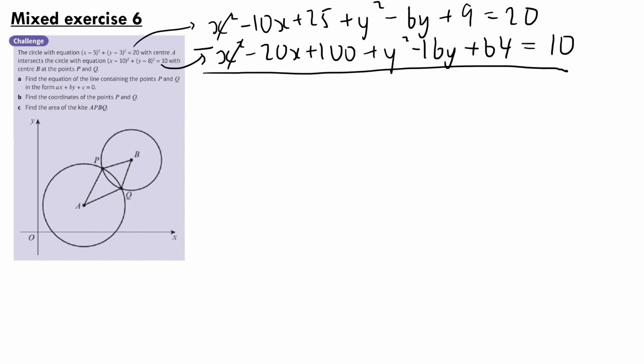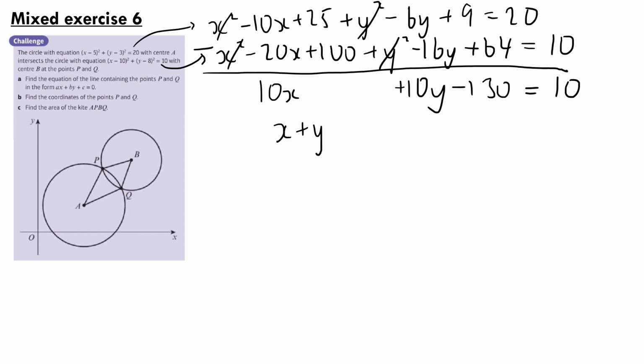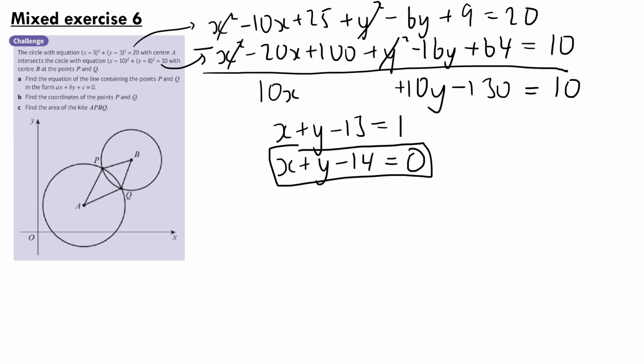The x² cancel. We get -10x + 20x, so that's 10x. The y² cancel, and we have -6y + 16y, so that's +10y. Dealing with the numbers, we have 34 on the top row minus 164 on the second row, so we get -130. On the other side, we get 20 - 10, which is 10. Dividing everything through by 10, we get x + y - 13 = 1. Taking the 1 onto the left hand side, we get x + y - 14 = 0. And this is the line which contains P and Q as required.